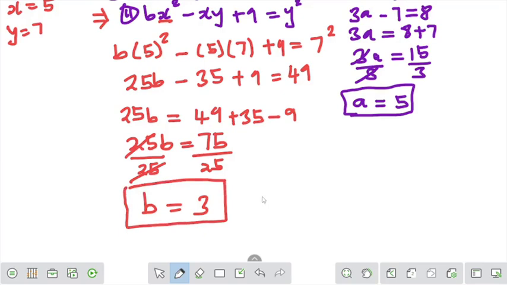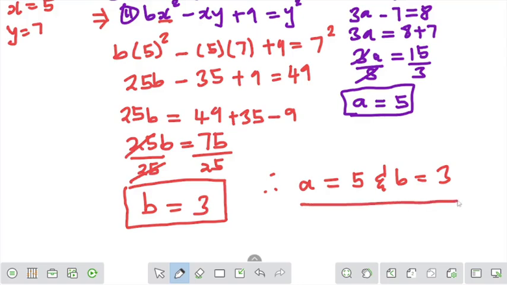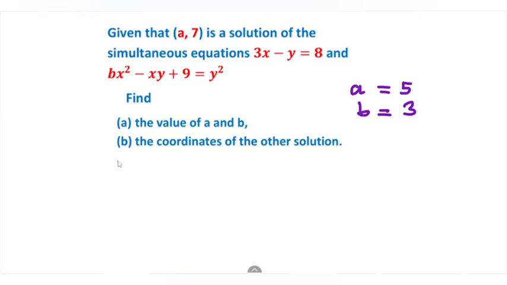So we have answered our question A, meaning that the value of a is equal to 5 and the value of b is equal to 3. These are the solutions to question A. Let us now look at question B, which says find the coordinates of the other solution. How do we find the coordinates of the other solution?